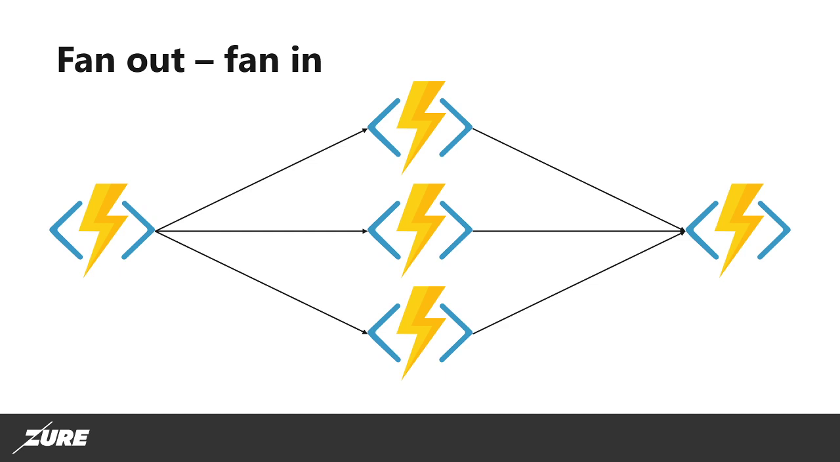Then we also have this scenario of fan out, fan in. Let's say you want to do a bunch of things in parallel and then do something once all those things are done. This is also something which is really, really easy to do with Durable Functions.